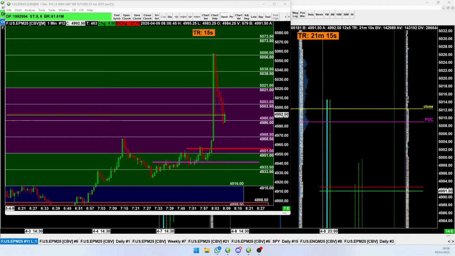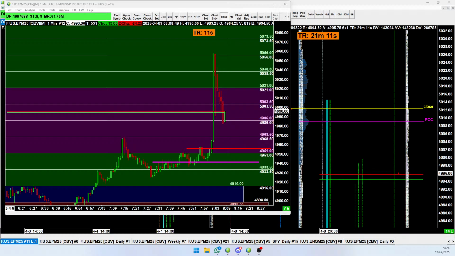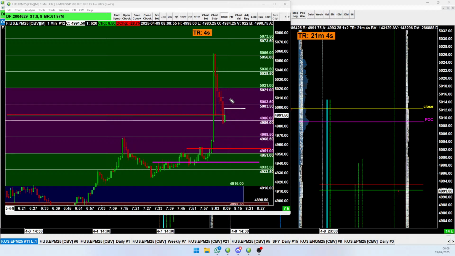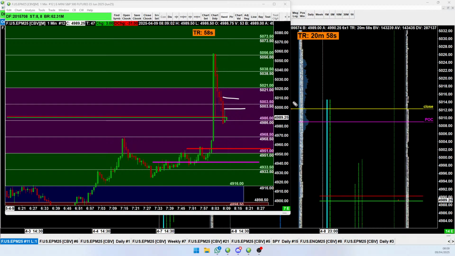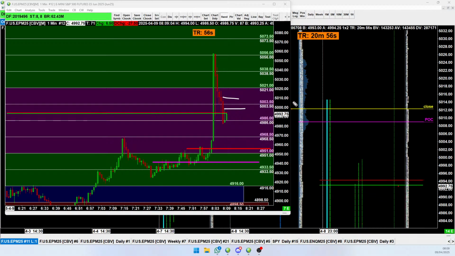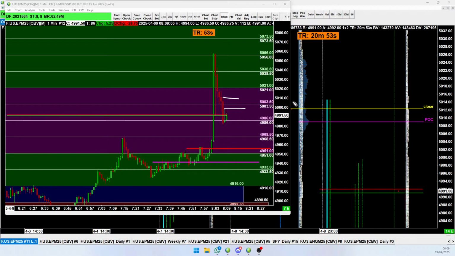So we're just raising the offer to try and bring those suckers in, and we're going to nail them somewhere here. Where do they sell in? There. First seller is there. Second seller will be at the top of that candle.